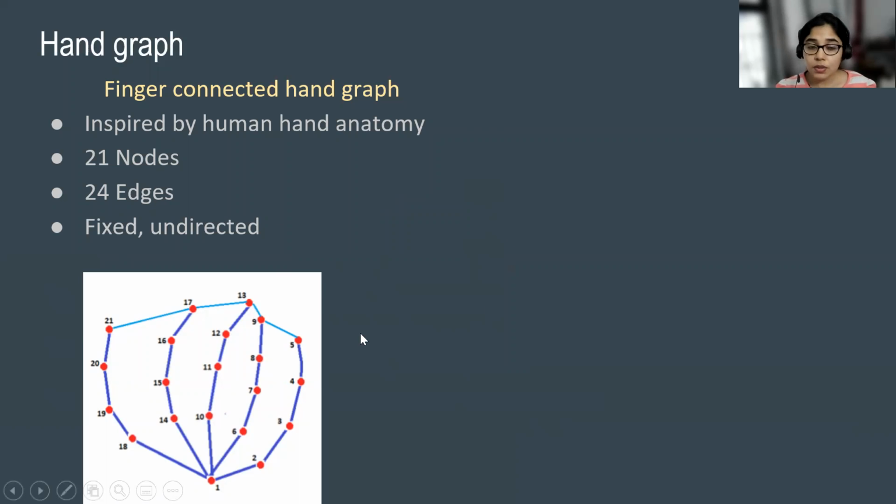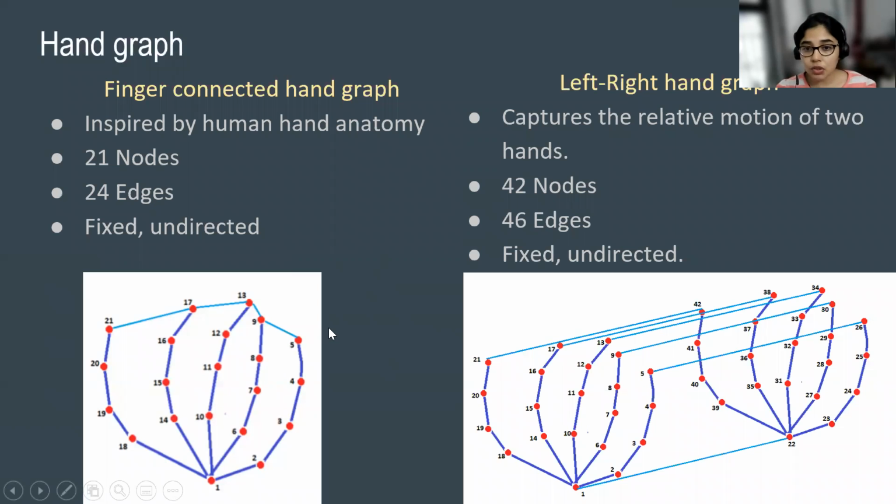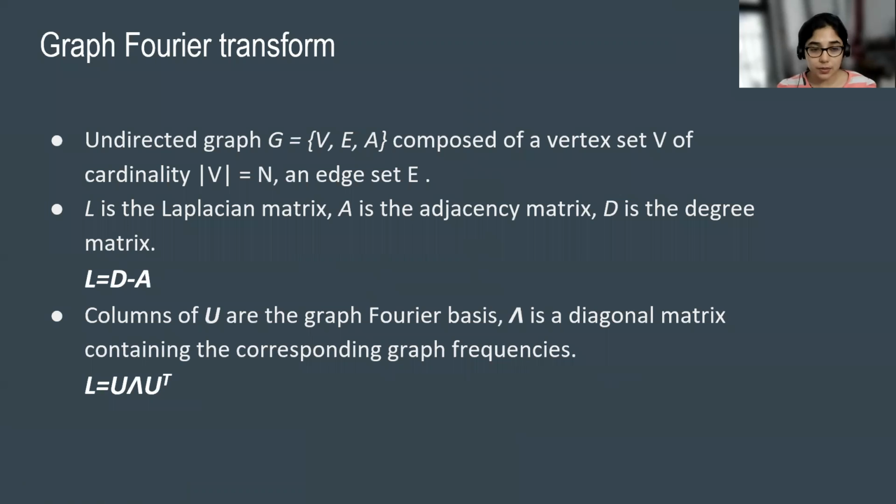In our case, we will use two spatial graphs. First one is the finger connected hand graph, which was proposed in our ICASSP 2019 paper. And the second one is the left-right hand graph, which captures the relative motion between two hands. Both of these hand graphs are fixed and undirected.